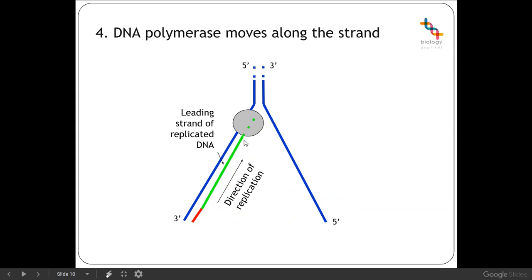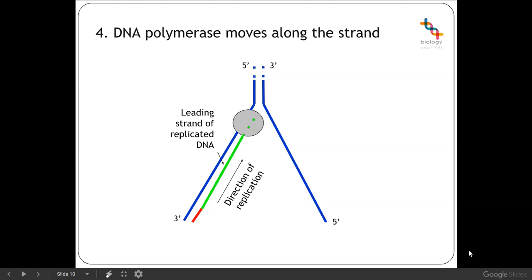So as DNA polymerase moves along the strand, this is what creates our leading strand of replicated DNA. It's able to work in a continuous fashion, creating those bonds between the new nucleotides as they've attached themselves through hydrogen bonds to the template DNA. And it will only add them onto that 3' end, and that's what gives us what we refer to as being the leading strand of DNA.